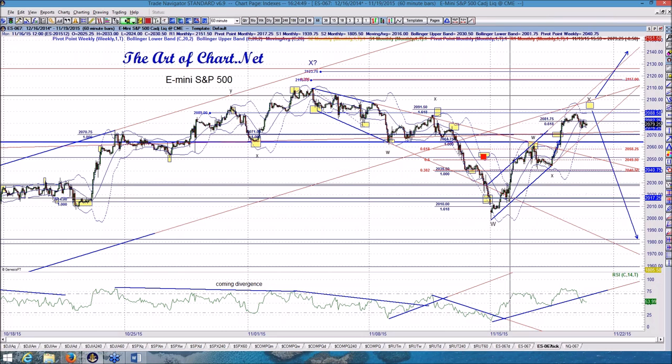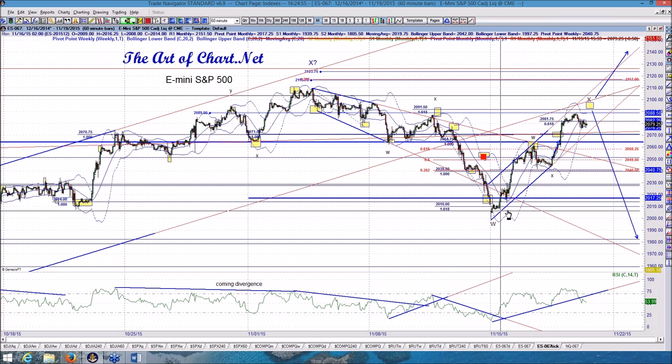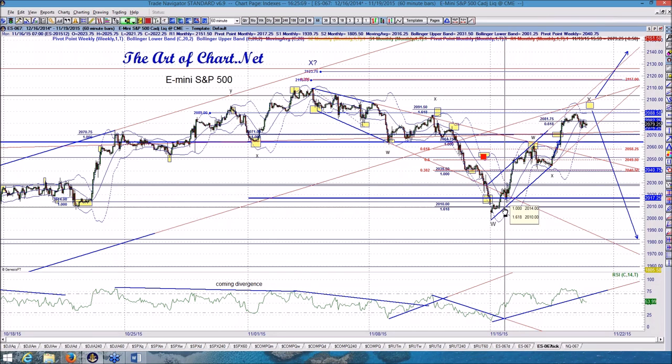And what do you see happening there? You see the monthly pivot as support. So what do you do? You get long and you set your stop 8 handles lower, or whatever the ATR is at that point, and you make your money back. Okay, you make your money back.